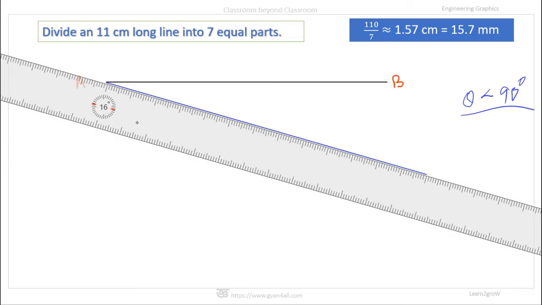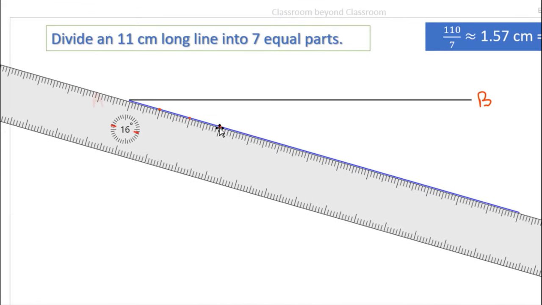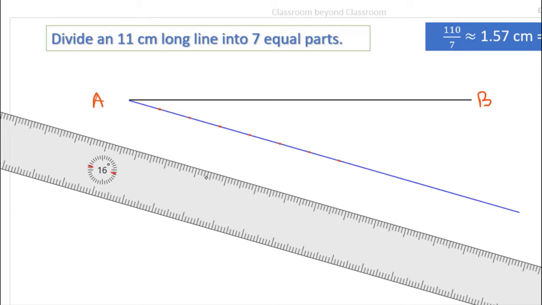So by using a scale, we have to make 7 equal divisions, and while using a drawing sheet and set square etc., you can use the divider and also use the ruler to divide into 7 equal divisions. In our case I will divide it with the help of scale only. Suppose this is 1, 2, 3, 4, 5, 6, and this is 7. So these are all equal divisions.